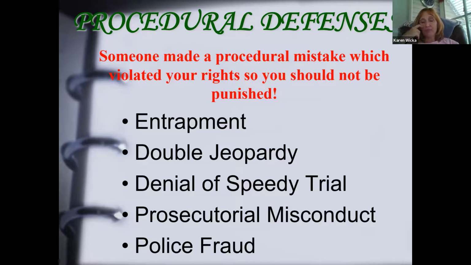And then procedural or prosecutorial misconduct is if the prosecutor hides evidence, doesn't disclose stuff to the defense, does something that violates a defendant's constitutional rights. That's a valid defense. And then police fraud. If they do something to the evidence, or they hide their own evidence, or they do something to fraudulently make it look like you committed a crime, that could be a procedural mistake and then be a valid defense to your crime.